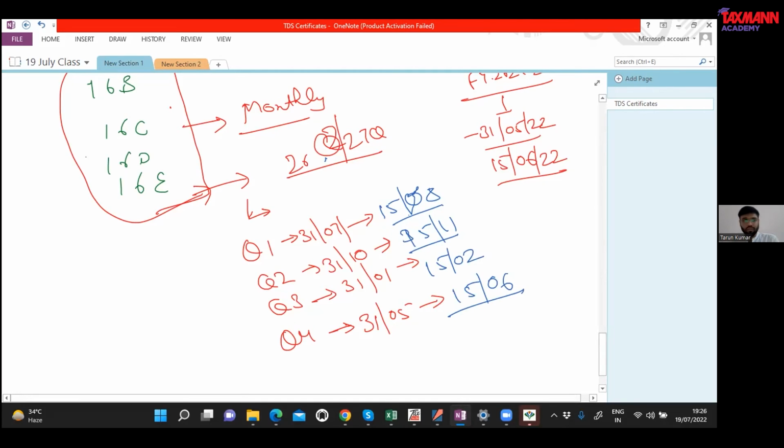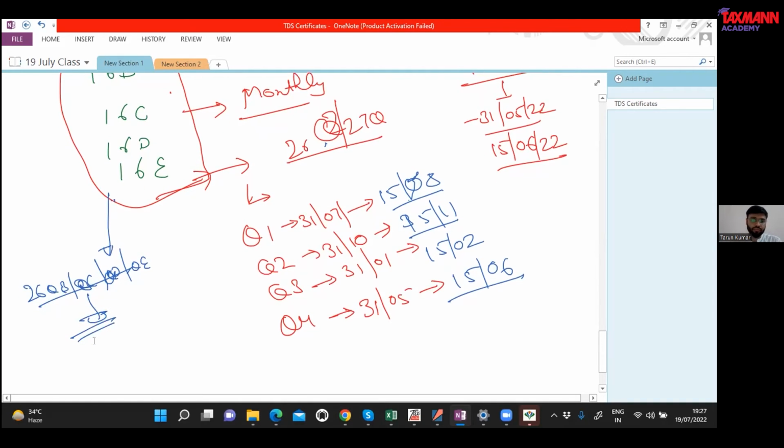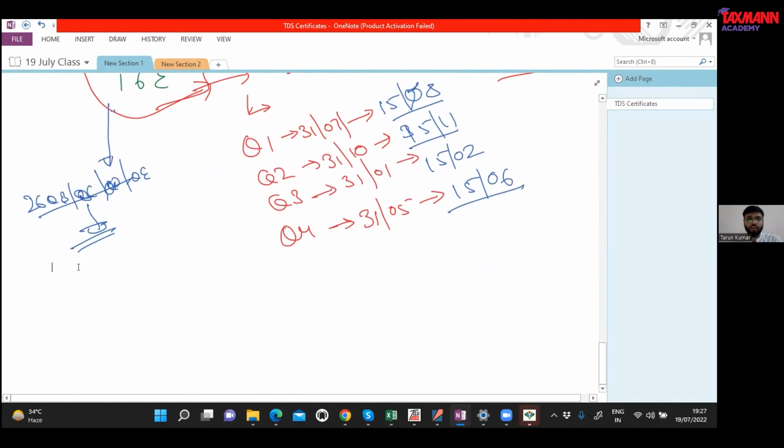Now coming to these monthly forms. So these are issued against which TDS return? 26QB, QC, QD, and QE. Against these, what was the due date to file these forms? What was the due date to file this Form 26QB, QC, QD, and QE TDS return in these forms?